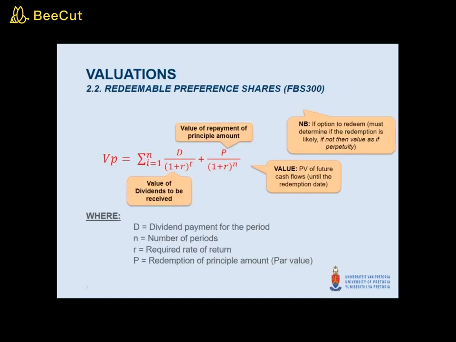If it's a redeemable preference share, we know that at some point in time it's either going to be bought back or it's going to be converted. At that point in time, the lifespan of that particular preference share will cease to exist. So we determine the value simply by discounting the future dividends along with the present value of whatever that redemption amount is going to be.